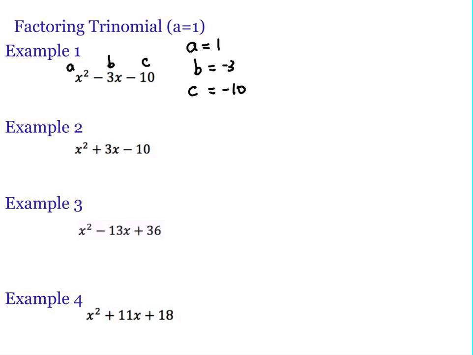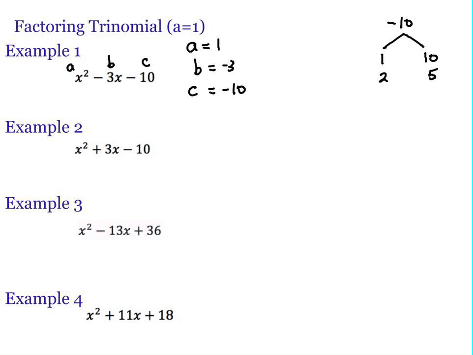c is -10. The idea of solving these problems is to find two numbers that will multiply to the c value while adding to the b value. So if we look at the c value, -10, we're going to see all the different products that create the number 10, or we're going to look at the factors of 10. First, 1 and 10. Secondly, 2 and 5. Now we're looking to find numbers or sets of numbers that add to -3.